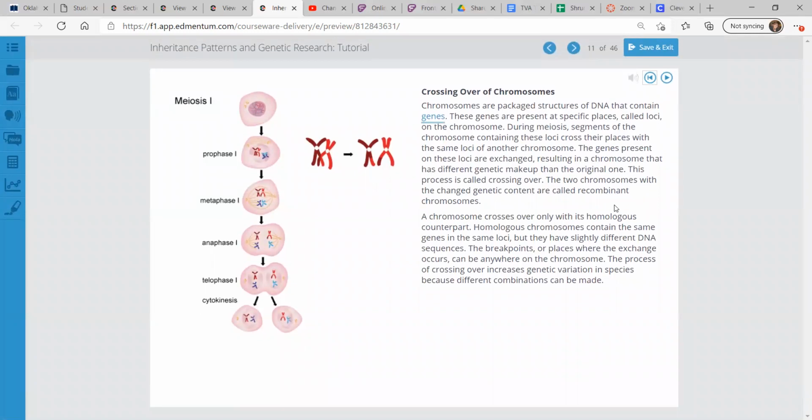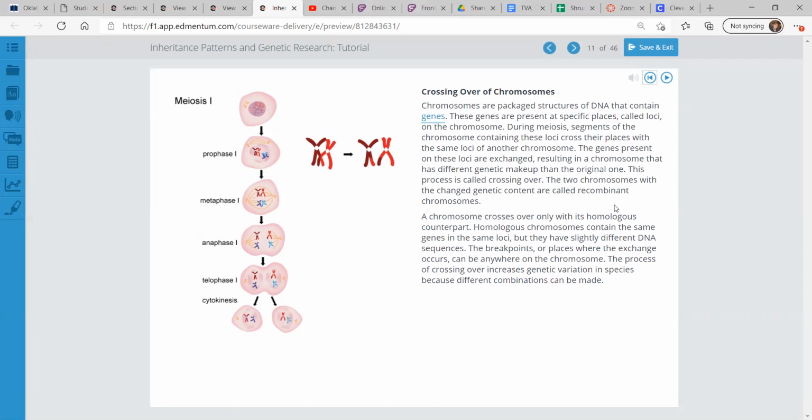Loci on the chromosome. During meiosis, segments of the chromosome containing these loci cross their place with the same loci of another chromosome. The genes present on these loci are exchanged, resulting in a chromosome that has different genetic makeup than the original one. This process is called crossing over. The two chromosomes with the changed genetic content are called recombinant chromosomes.